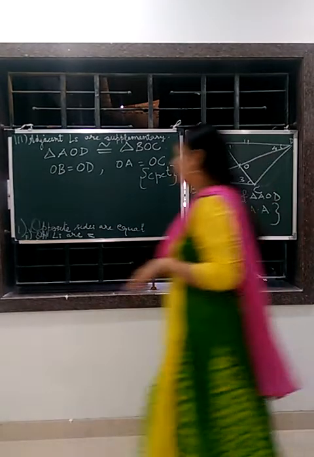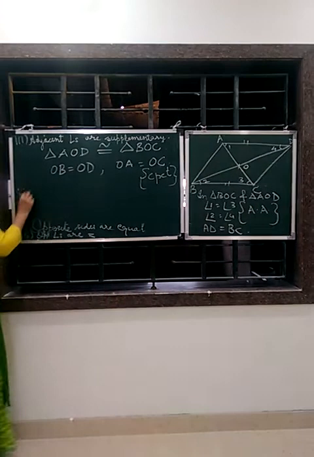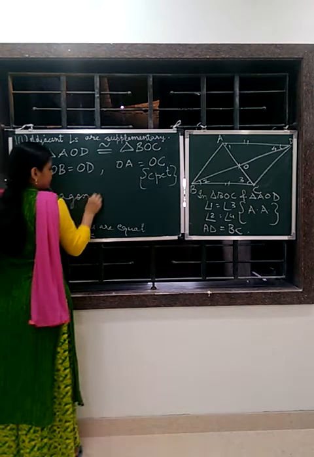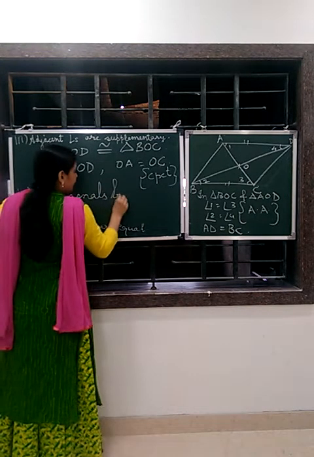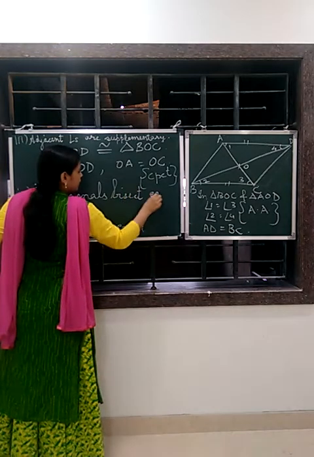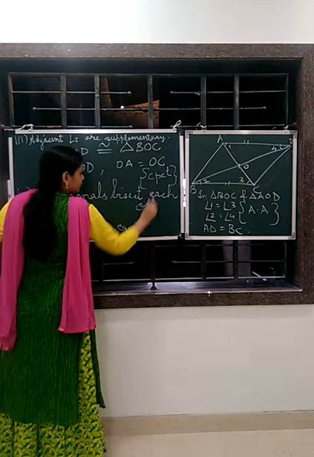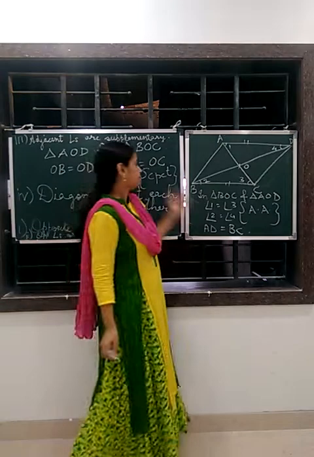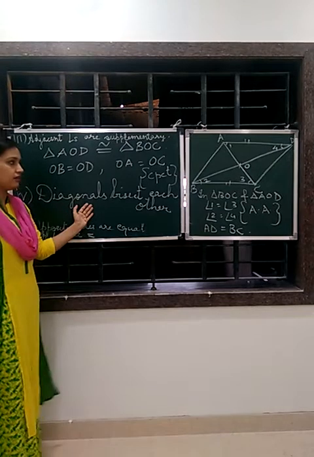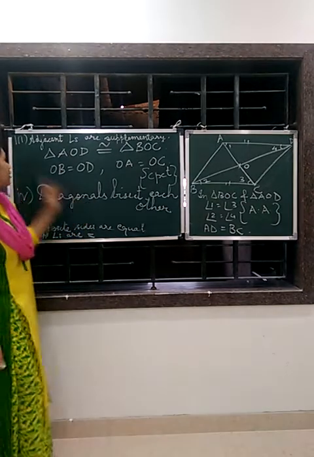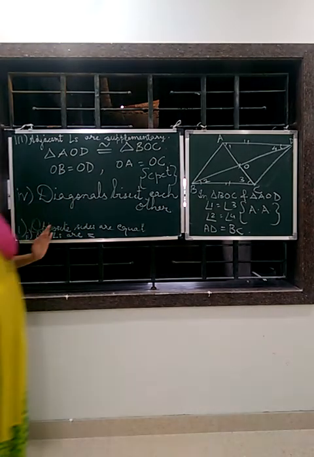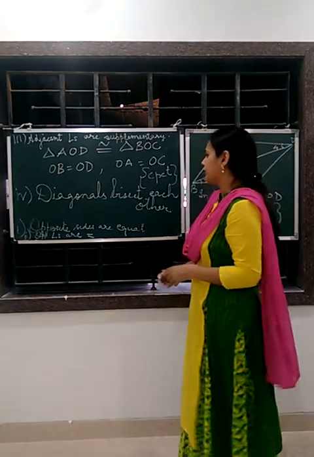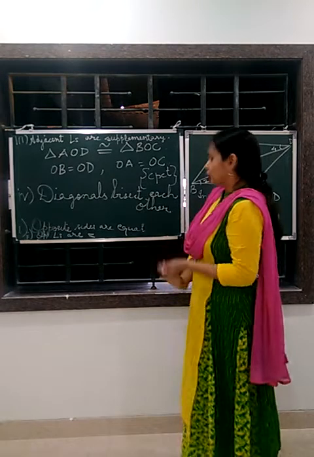So what is the fourth property? By this we prove that the diagonals bisect each other. This property shows that the diagonals bisect each other. So there are four important properties. We are not writing it in the copy because it is already in the book, so it's better to mark it in the book. Why write and waste your time?